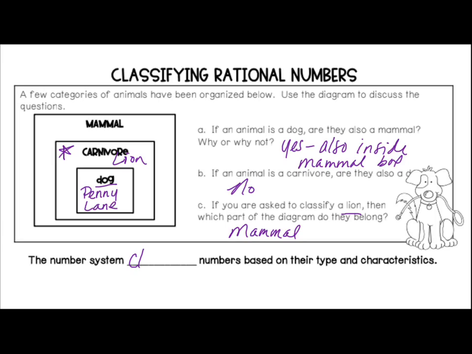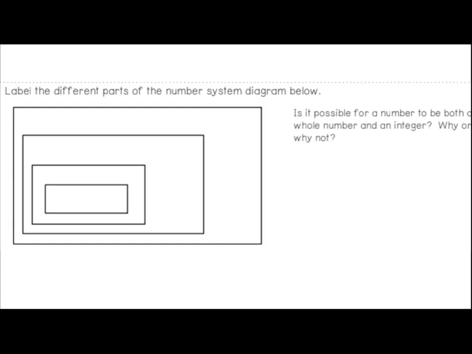The number system that we use classifies numbers based on their type and characteristics, and we use models much like the one here with the dog. So let's think about the numbers that we discussed. The box all the way inside and smallest would be our natural and our counting numbers, right? They mean the same thing. They would be this smallest box inside. The next box would be our whole numbers.